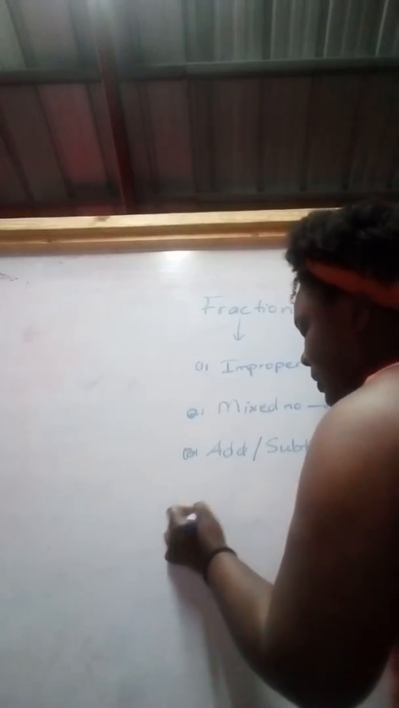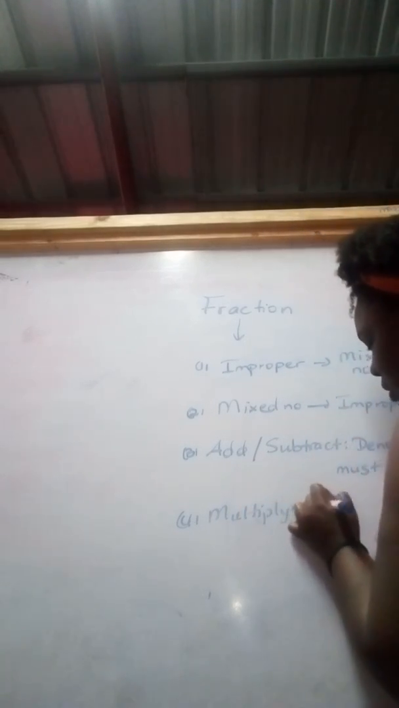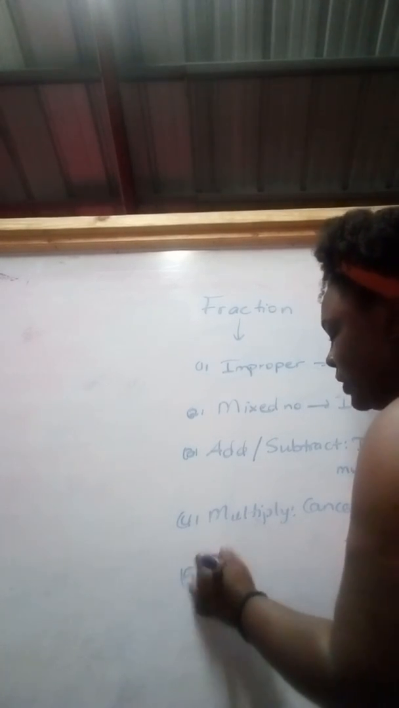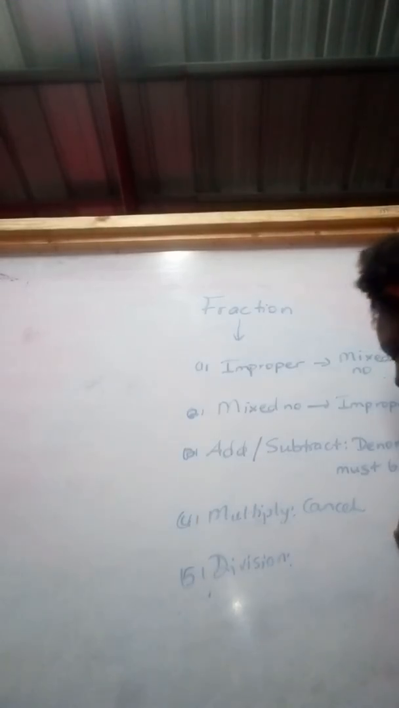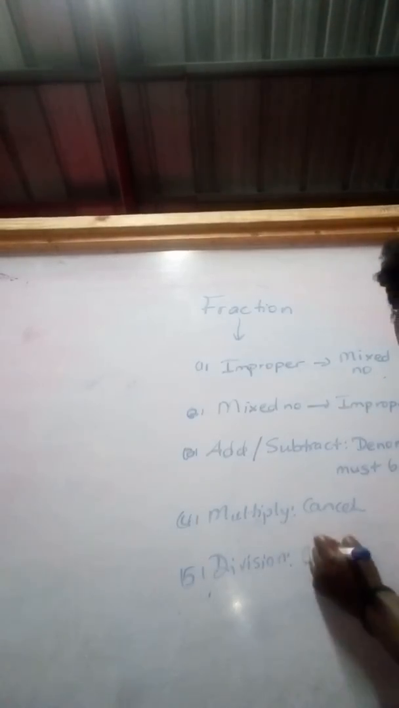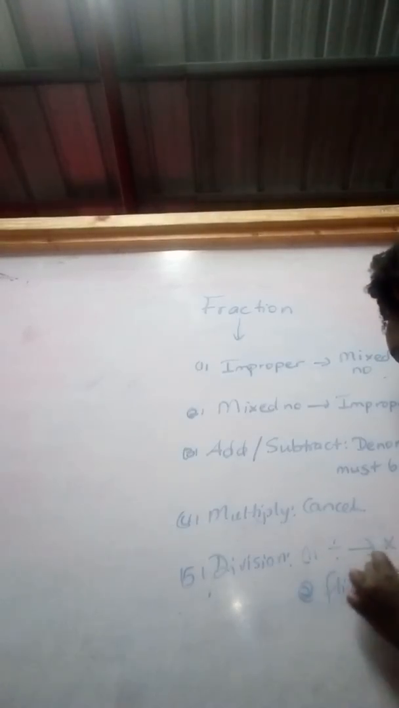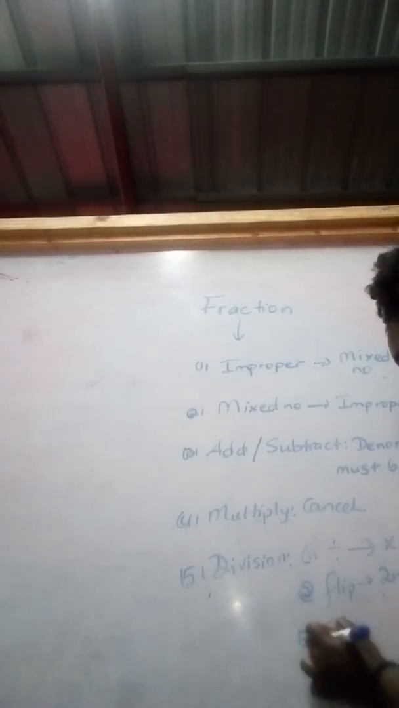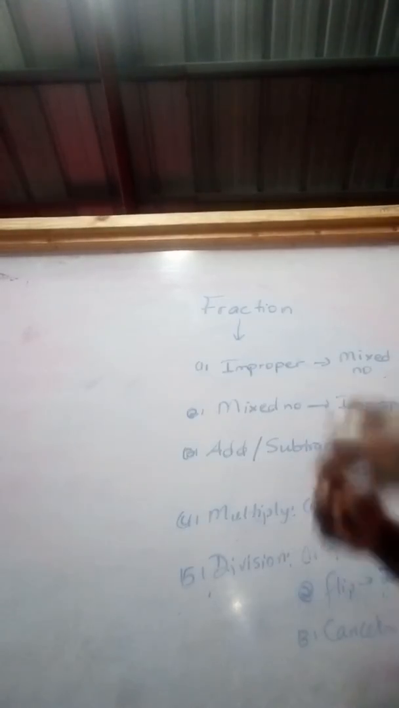For multiplication of fractions, we cancel, and we cancel up or down or diagonally. And for division of fractions, when we divide fractions, we change the division sign to multiplication, and we flip the second fraction, and you cancel. Okay, these are the core stuff that we need to know with fractions.